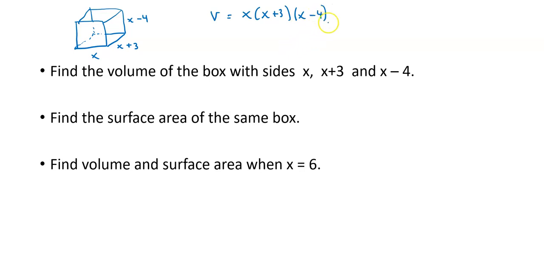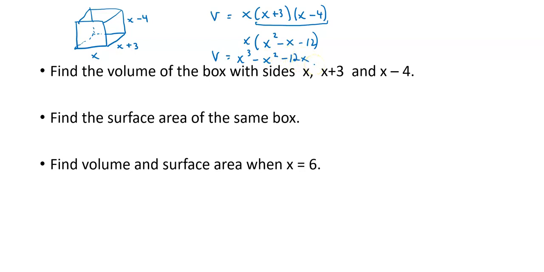Now, does it matter in what order I do these? No, but I can't do all three of them at once. So I'm going to do this part first. x times x is x squared. Outside, inside, so I'll get a negative 4x plus 3x, which is negative 1x. And then 3 times negative 4 is negative 12. Now distribute that x. So x times x squared is x to the third. x times negative x is negative x squared minus 12x.